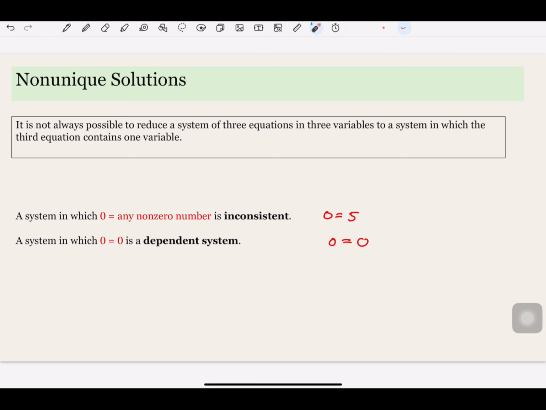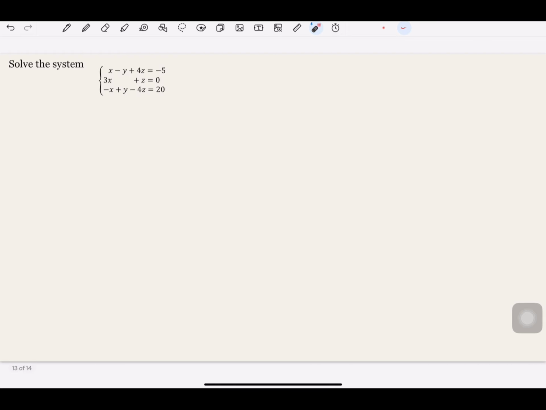So in summary, if you get 0 equals any non-zero number, that means your system is inconsistent and you cannot solve it. There's no solution. But if you end up with 0 equals 0, the system is dependent. In that case, you have infinitely many solutions. So let's try to see some examples like this. Okay, so let's start here.